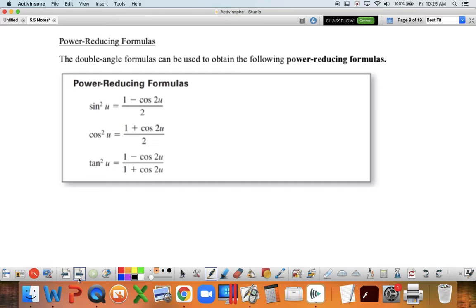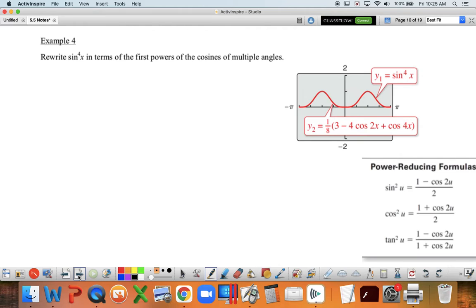Okay, our next group of angle formulas is called the power reducing formulas. And you'll notice these are for sine squared, cosine squared, and tangent squared. So let's go ahead and look at an example. We want to rewrite sine to the fourth of x in terms of the first powers of cosines of multiple angles. So that means I'm not allowed to have any squareds, and I have to only have cosines in my answer. And I've put the power reducing formulas down here so we can see.